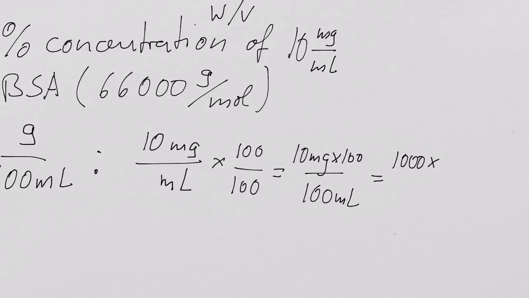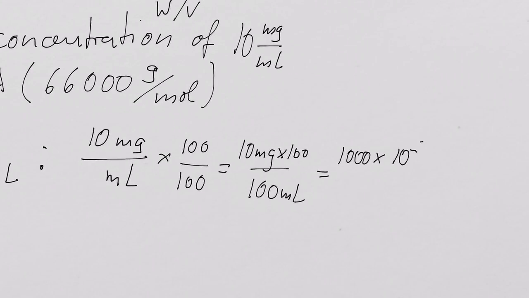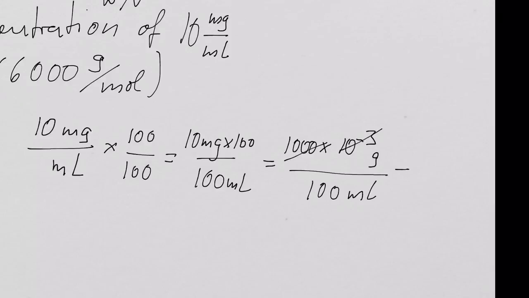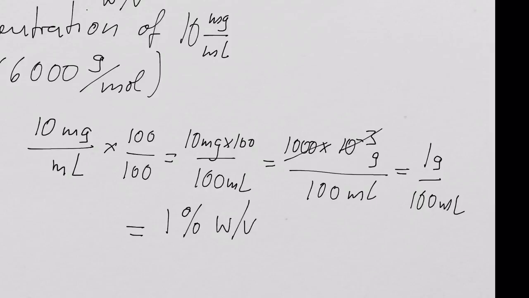So we have 1,000 times 10 to the minus 3 gram per 100 milliliter. The 1,000 and the minus 3 cancel each other out. So all I have left is 1 gram per 100 milliliter. And that is exactly 1% weight per volume. That was really the long way for that. Are you happy with that?